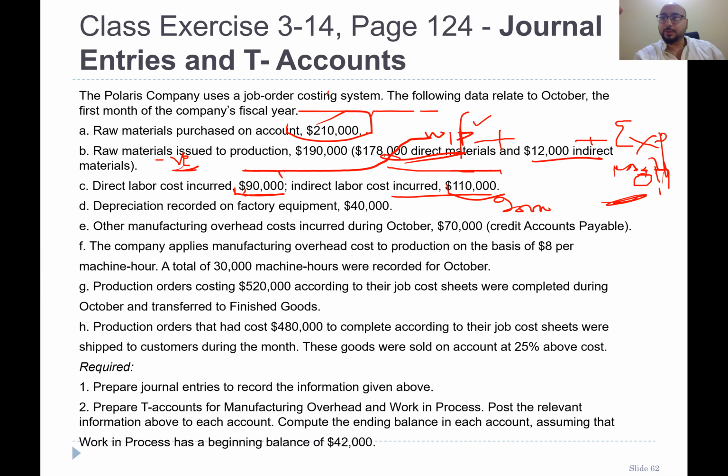We create an expense plus a contra account, which is accumulated depreciation. Why do we create a contra account? So that we know how much we have used the asset, or how much is the wear and tear due to the usage of that equipment with respect to its lifetime.